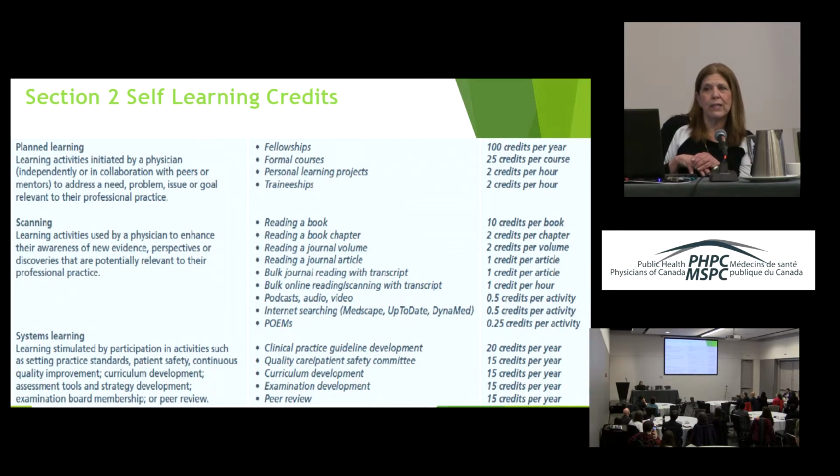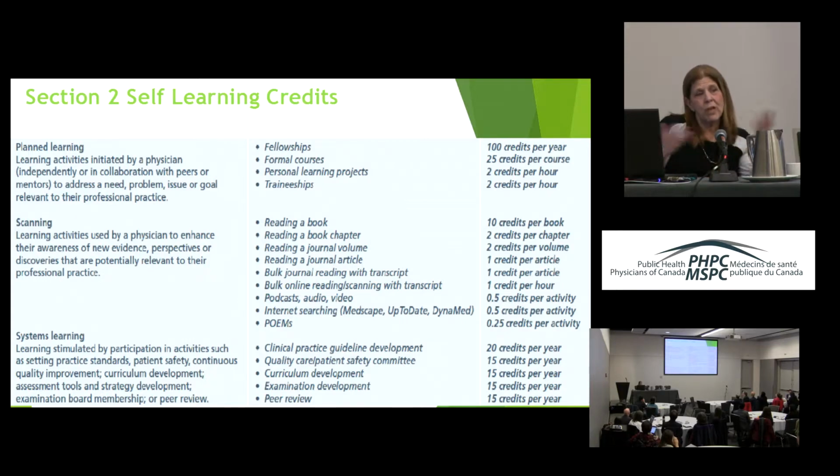Section 2, self-learning credits. There's planned learning, there's scanning, and there's system learning. So the planned learning, for most of us, that's our personal learning projects, and you get 2 credits per hour, as I mentioned. If you do a fellowship or a formal course or traineeship, there's different credits for that.